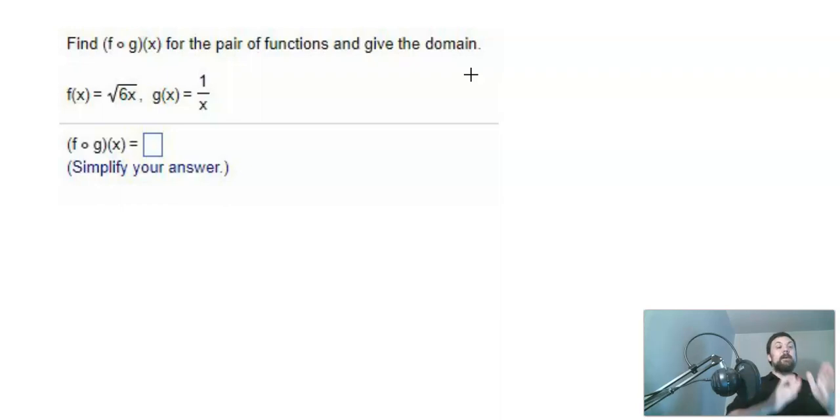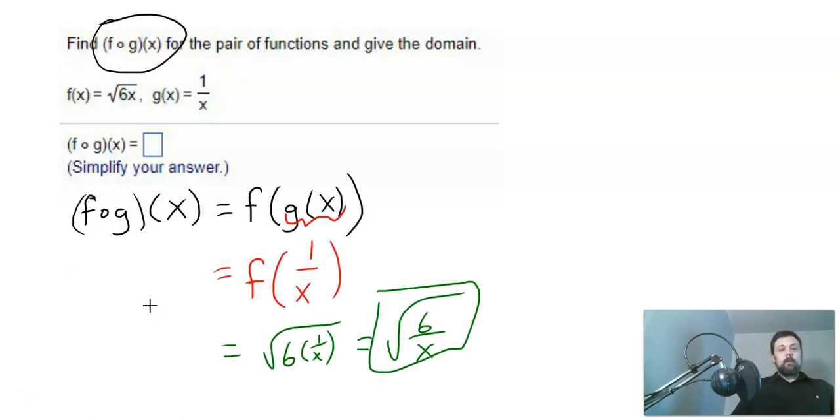But first, pause the video and do this part of the problem. Find f composed with g, and then resume the video to see if you came up with the correct answer. All right, so here's the result you should have come up with.